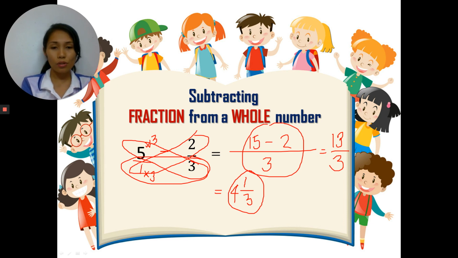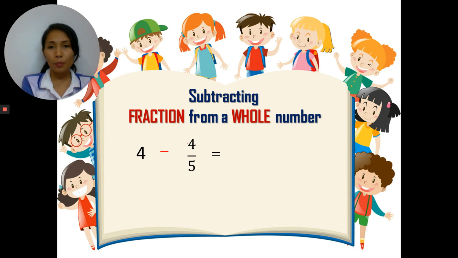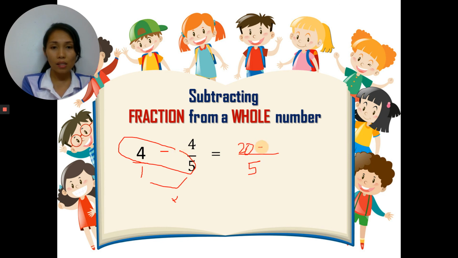Now let's try another example. Remember, the whole number's denominator is always 1. Now 5 times 1 equals 5. That's the denominator. Now 4 times 5 is 20 minus 4 times 1 is 4. So 20 minus 4 is 16 over 5.